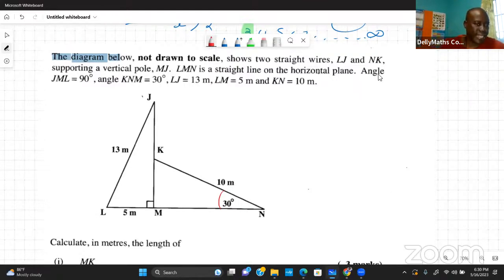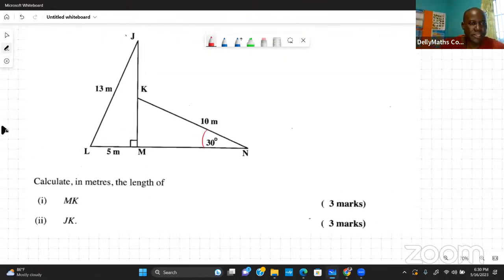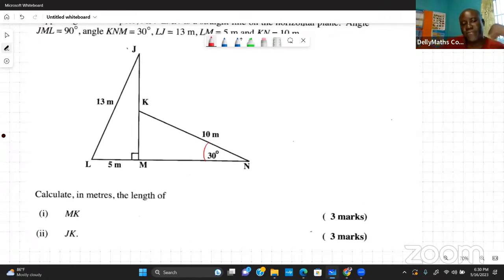Now let's see the question. I think I could do this question right here, all right? First question, it says calculate in meters the length of MK. This is what they want you to find, MK, right there, that little green spot. Definitely MK can be found by utilizing the fact that there is a right angle triangle here, because you're seeing the 90 degrees over here. This is 90 as well.